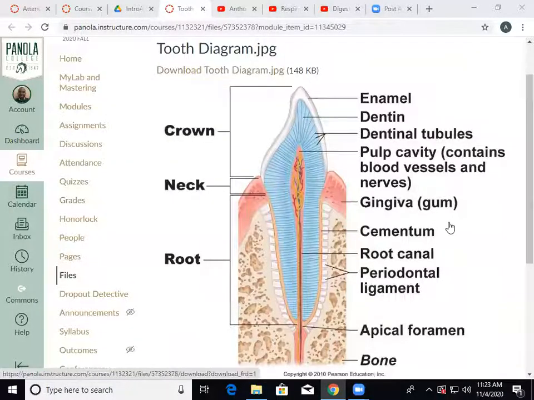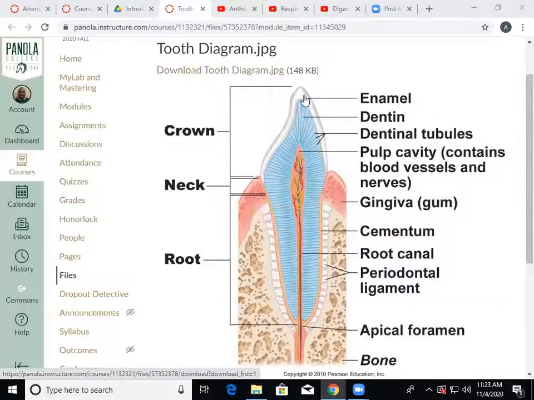All right, so this was the diagram of the tooth that was in your fill in the blank notes that I wanted to make sure that we covered. So 3 basic areas of the tooth: the crown, the neck, and the root. The crown's what you usually see. The neck is kind of what's embedded in the gums, and the root's embedded in the bone below in your jaw, the maxilla or the mandible.